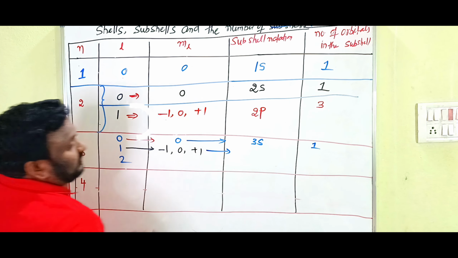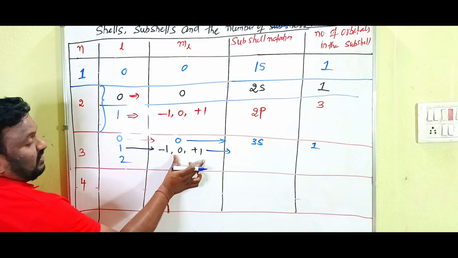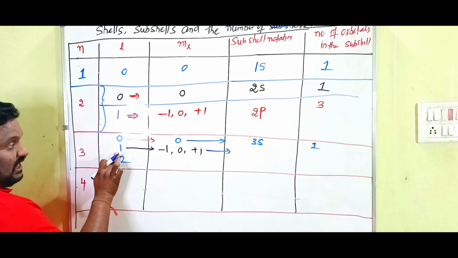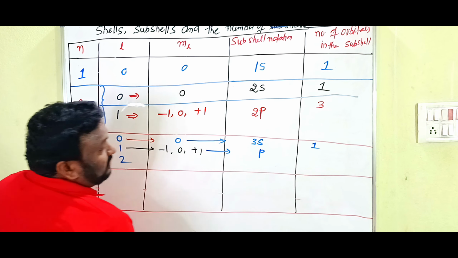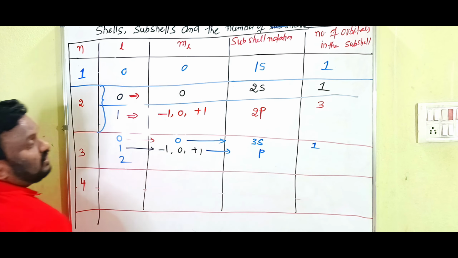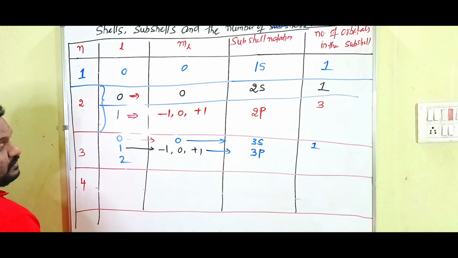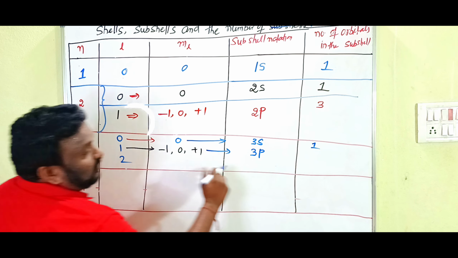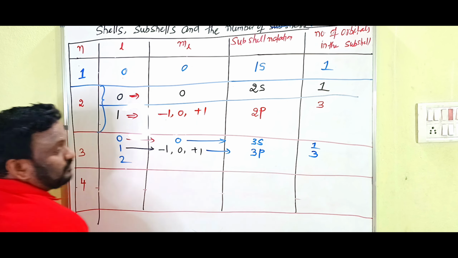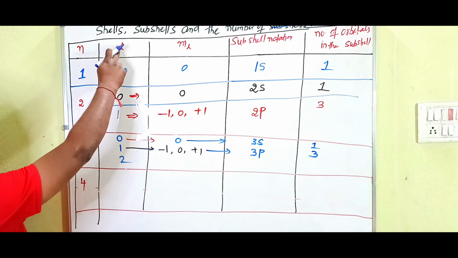So here -1, 0, plus 1, these are ML values, and 1 is the L value. When 1 is the L value, what you have to write? This is the p orbital, and it is in the third shell. That's why you write 3p. What is it? 3p. And the number of orbitals, how many? -1, 0, plus 1. How many are there? 3. Clear?